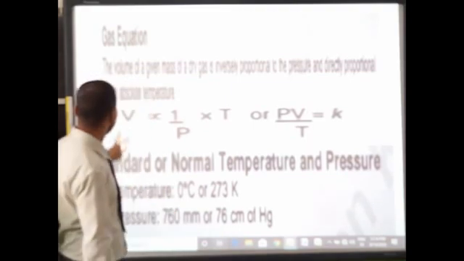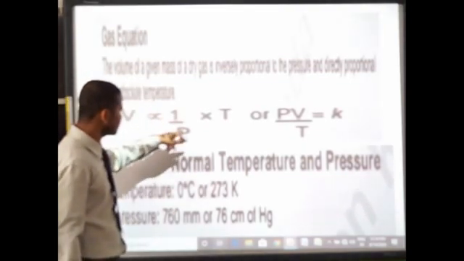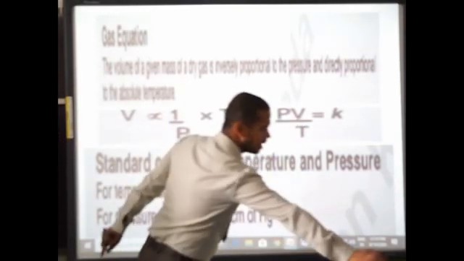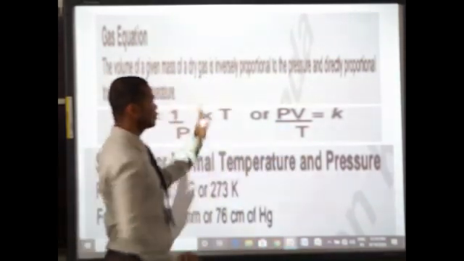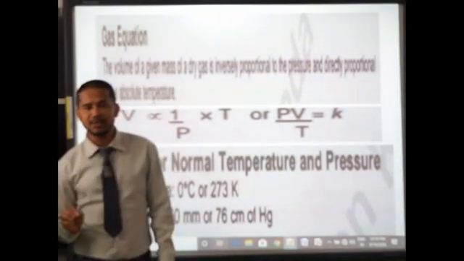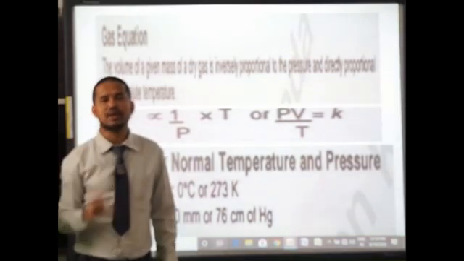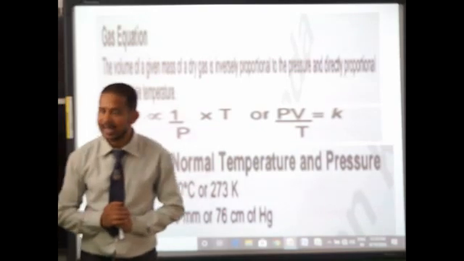That means what you can write? V is inversely proportional to pressure and directly proportional to temperature. That means you can write PV by T = K. That means P1 V1 by T1 = P2 V2 by T2 = constant. That is the gas equation. This also we have already done in class 9.